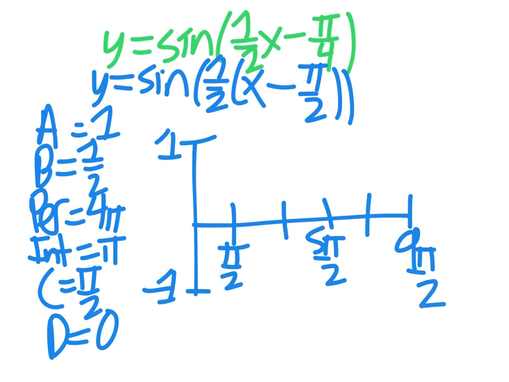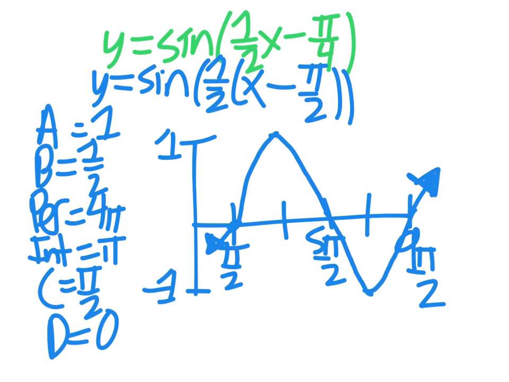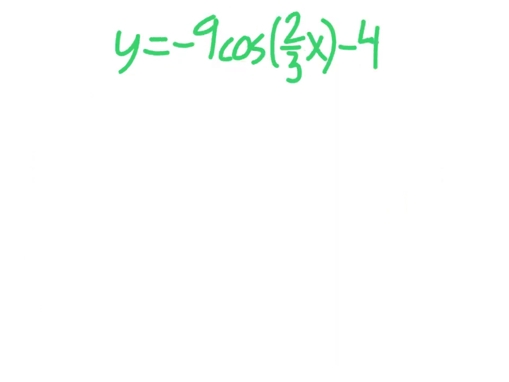Since it's a sine, the sine graph starts at the midline, and then since it's a positive sine, it goes up to 1 at 3 pi over 2, then comes down to 0 at 5 pi over 2, down to -1 at 7 pi over 2, and back up to 0 at 9 pi over 2. So that's how that graph would look. Don't forget to draw arrows to show that it's continuous. And then let's go on to the next one.